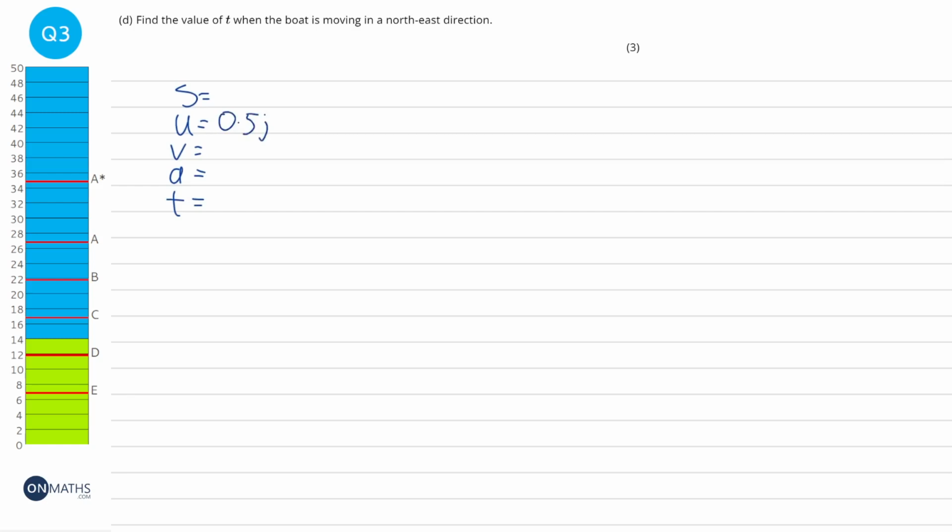We don't actually know the final velocity when it is heading northeast, but I'm going to leave that as v, because we're going to be doing the same as part C. We're just going to get the i and j components equal. The acceleration we know from previous questions is 0.7i minus 0.05j, and the t is what we're trying to find. So we can either put a question mark or put a t there. We know the formula that links these is v equals u plus at.